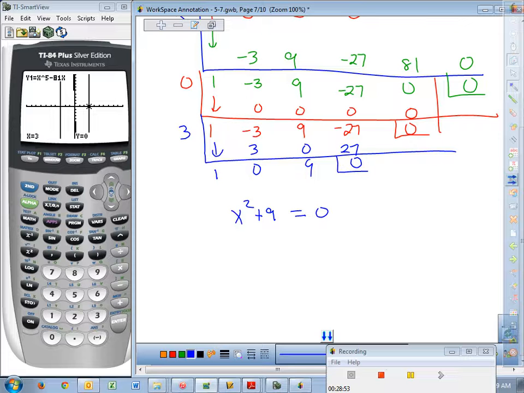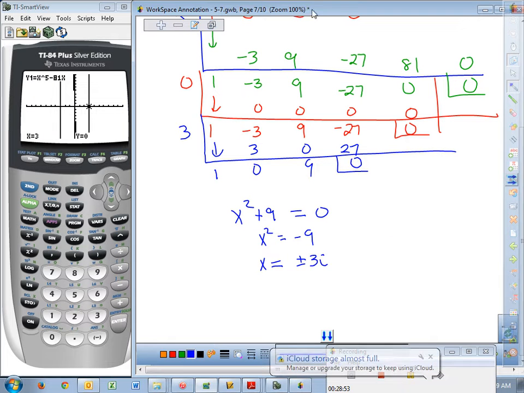Subtract 9 over. Since there's only x squareds and not x to the first, you don't need to complete the square or anything like that. x squared equals negative 9, and that means you'll get imaginary answers, which is what we're looking for, and x equals what? Plus or minus 3i. So then you put them back up there in your two remaining blanks.